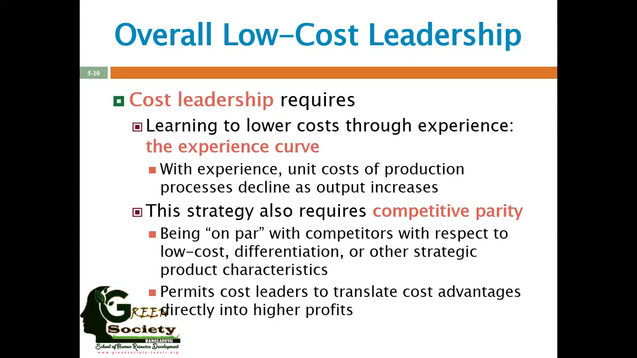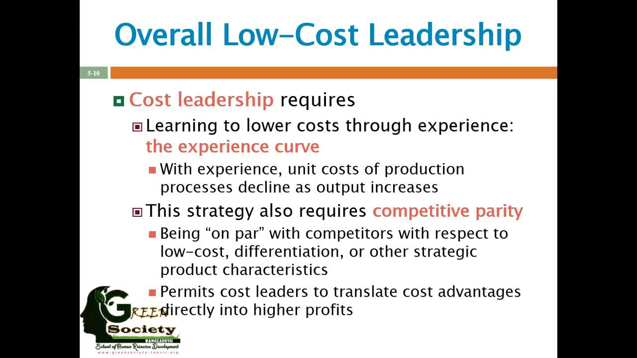Now, cost leadership requires learning to lower cost through experience. The experience curve. Can you remember the experience curve? Have you studied the experience curve earlier? From economics? Yes, sir, obviously. So what we know is that with experience, unit cost of the production process declines as output increases. So it is not only the quantity, at the same time, it is experience.